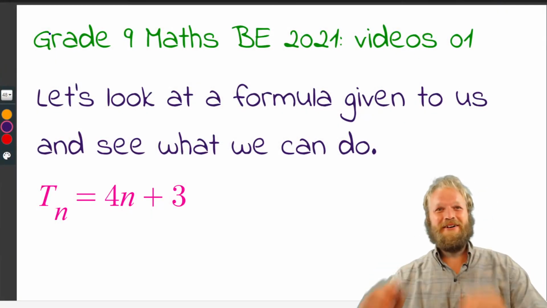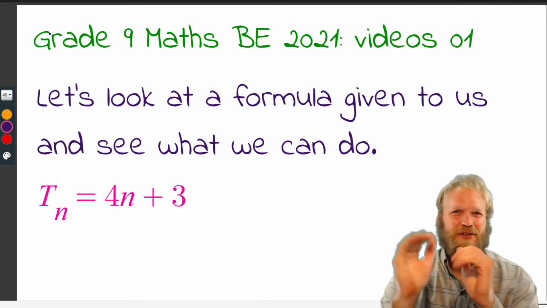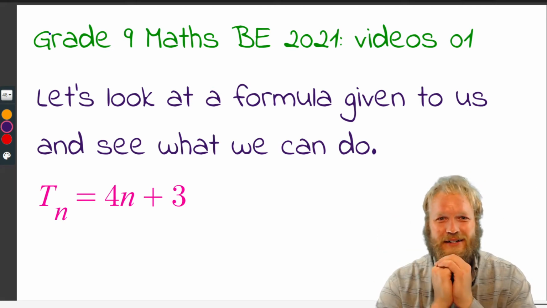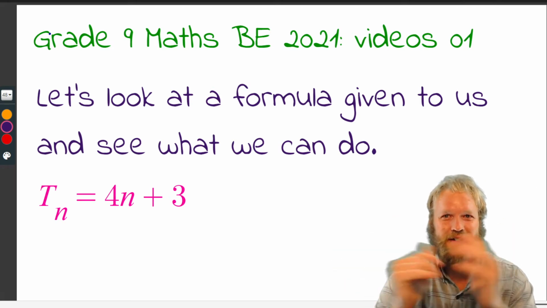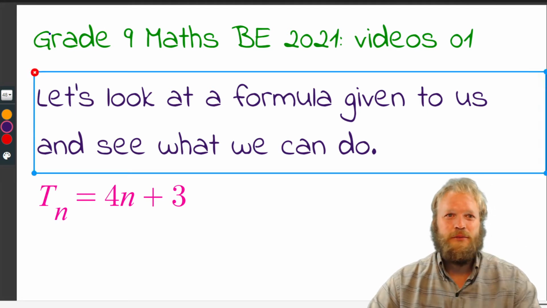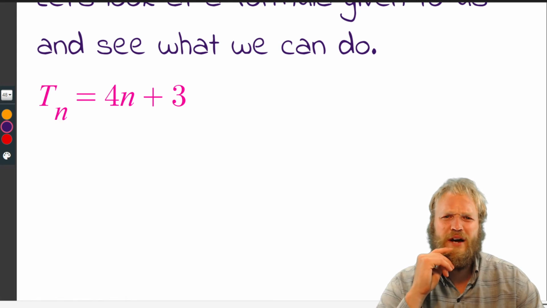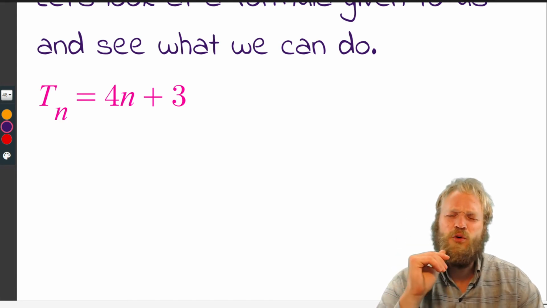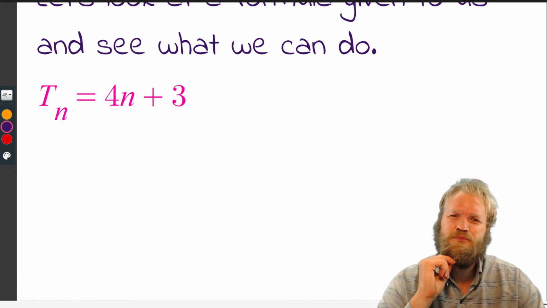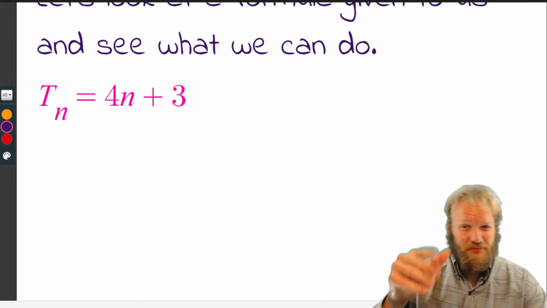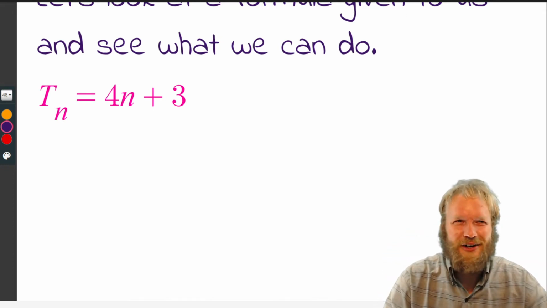Okay. So, for this one, we're going to do two things. One is, let's look at a formula given to us and then see what we can do. So, if we're given this formula this time for our pattern that says Tn equals 4n plus 3, how are we going to work out what the first term is? As always, interested to see what you've put down, how you've described it.